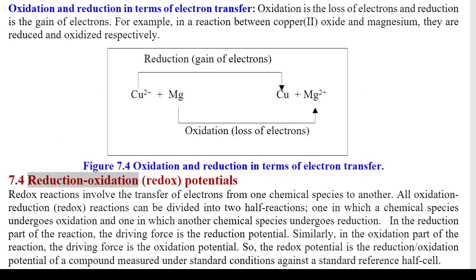7.4 Reduction oxidation (redox) potentials. Redox reactions involve the transfer of electrons from one chemical species to another. All oxidation-reduction (redox) reactions can be divided into two half reactions, one in which a chemical species undergoes oxidation and one in which another chemical species undergoes reduction. In the reduction part of the reaction, the driving force is the reduction potential. Similarly, in the oxidation part of the reaction, the driving force is the oxidation potential. So, the redox potential is the reduction/oxidation potential of a compound measured under standard conditions against a standard reference half cell.